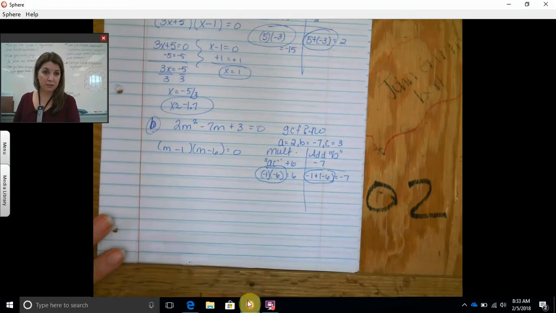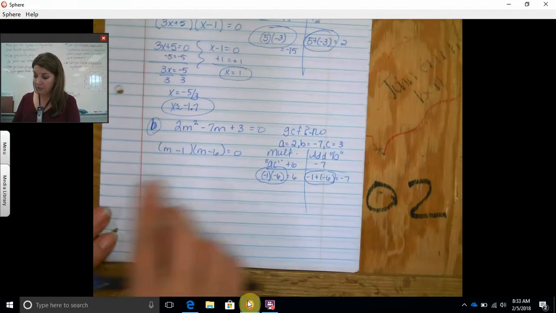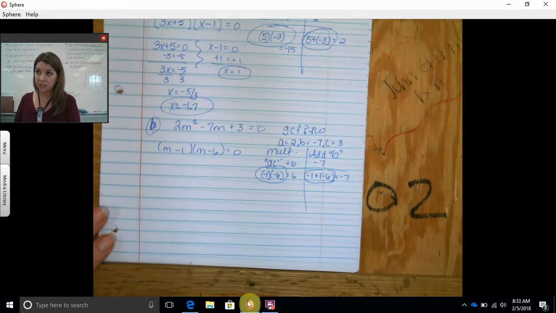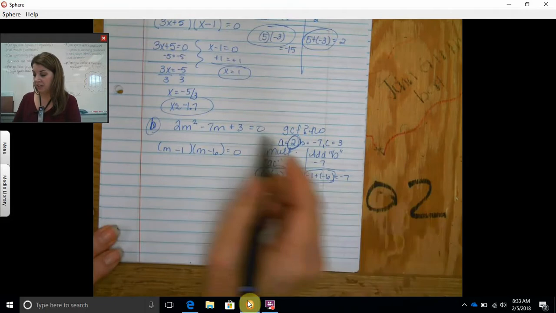If you forget to do divide and slide, you better be good at doing a quick check. Was my first term times my first term, give me my first term? No. Is my last term times my last term, give me my last term? No. So you know something's not right. You have not done a divide and slide.